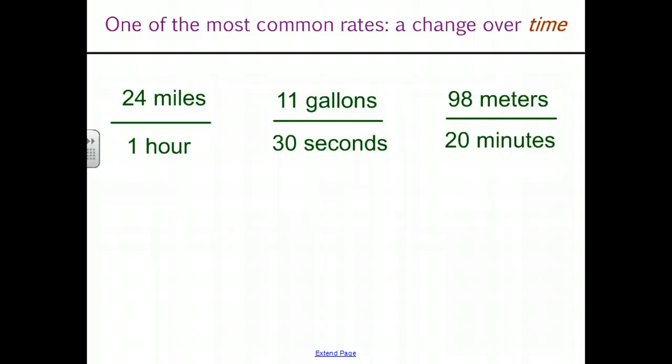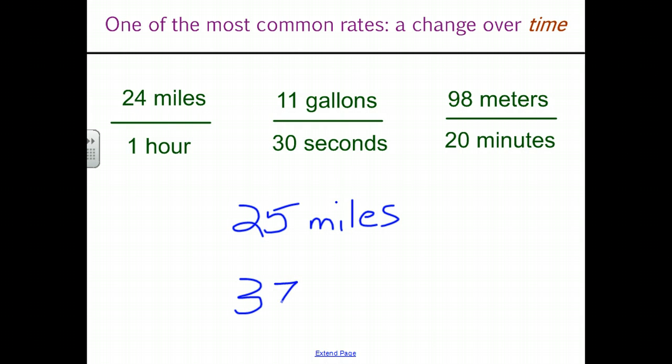As I mentioned before, the most common type of rate is a change over time, which is something you may have heard before as a rate is another word for speed often when we're talking about things moving. But it doesn't have to be a change over time. You could say that for every 25 miles that you travel, there are 375 trees. Now, that's not a whole lot of trees here, but to give you an example, those two things are related. They have different units.